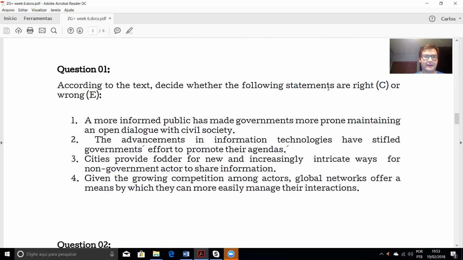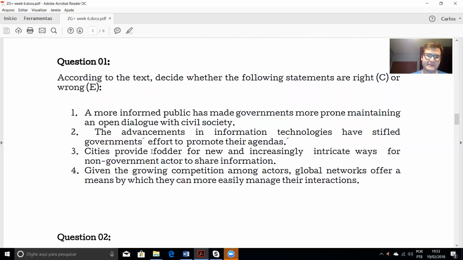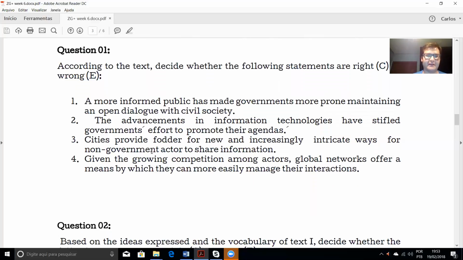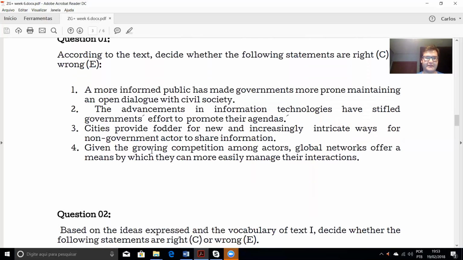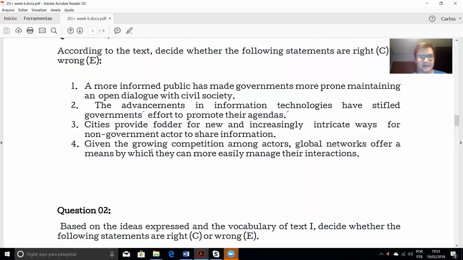So yes, it did stifle the government's efforts. Governments being, as you look closely here, governments in the plural. So this is the possessive plural here, governments around the world, not just one. The efforts of many governments to promote their agendas, okay? So yes, the advancements in information technologies have stifled their efforts, okay?